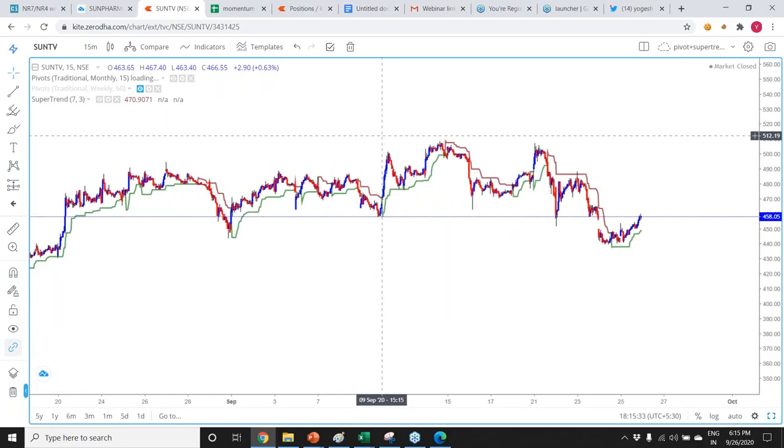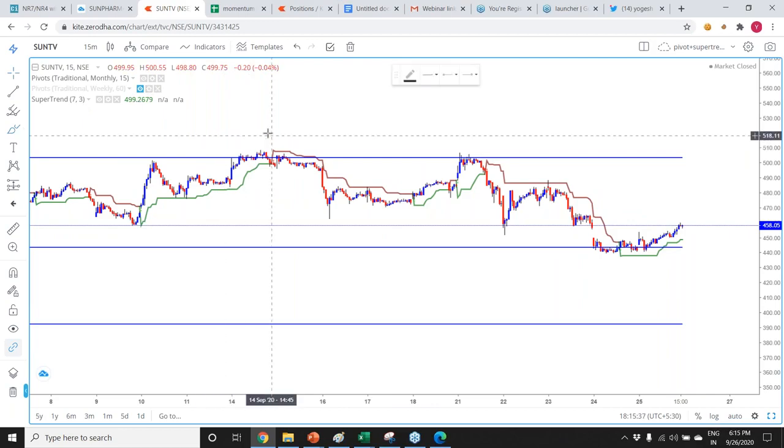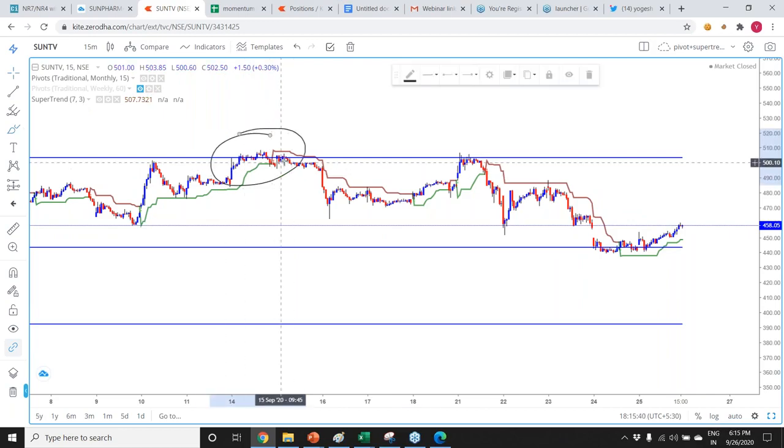Now can you see an example of resistance at a level, making a pivot and then coming down? Just see the kind of risk reward we can get here.